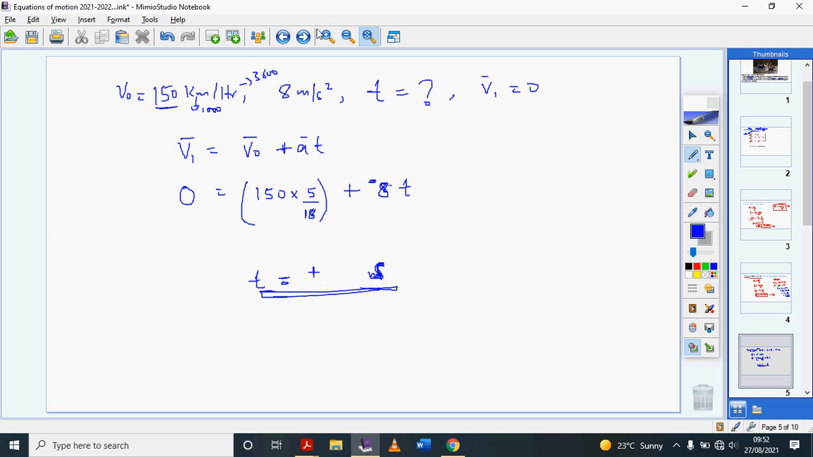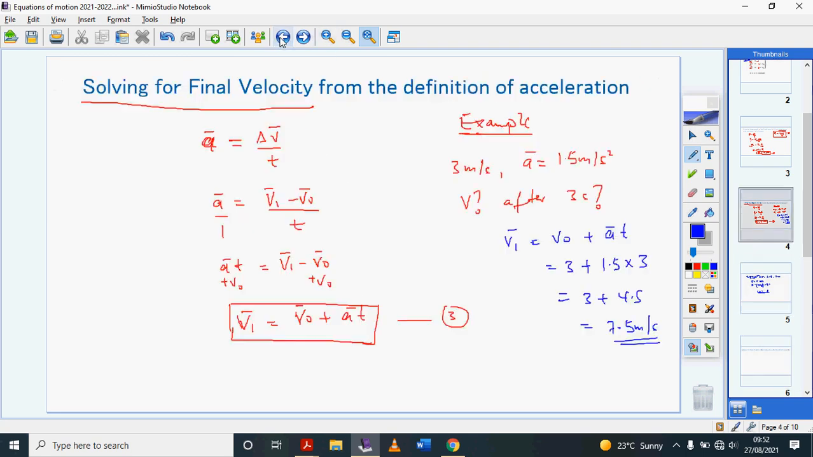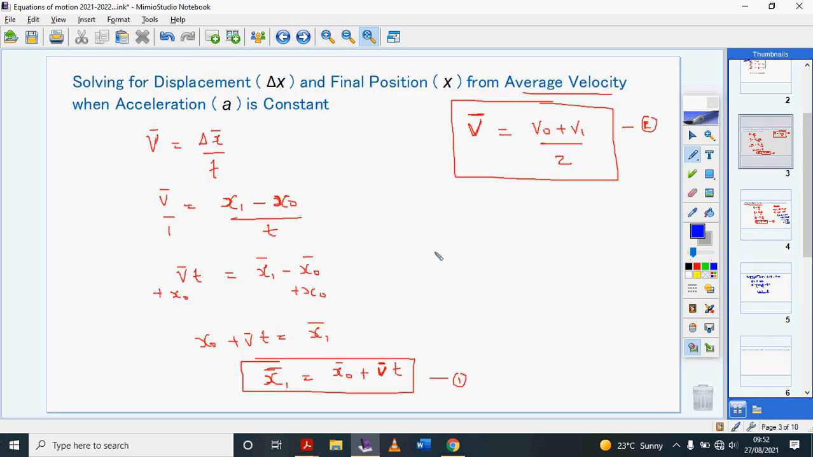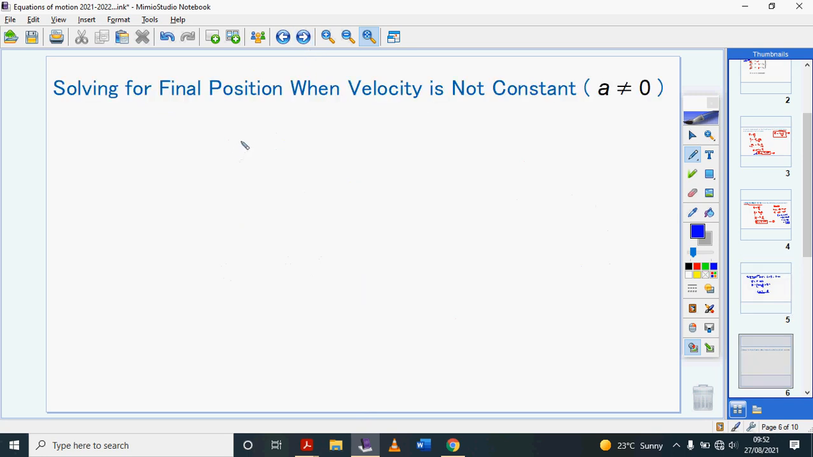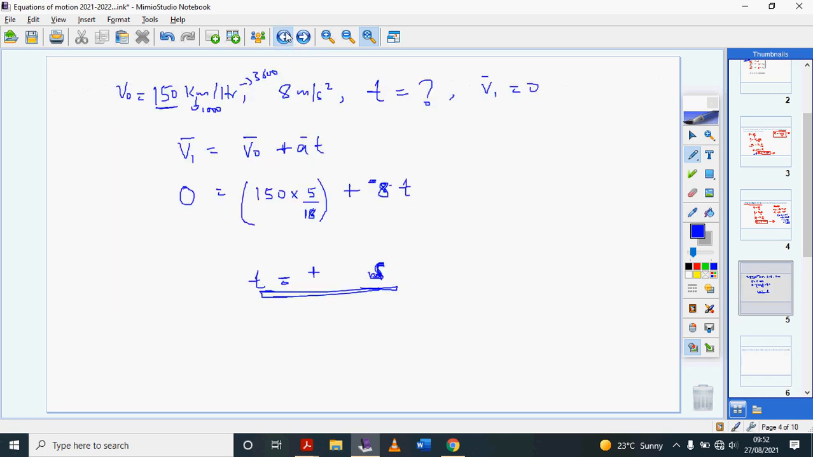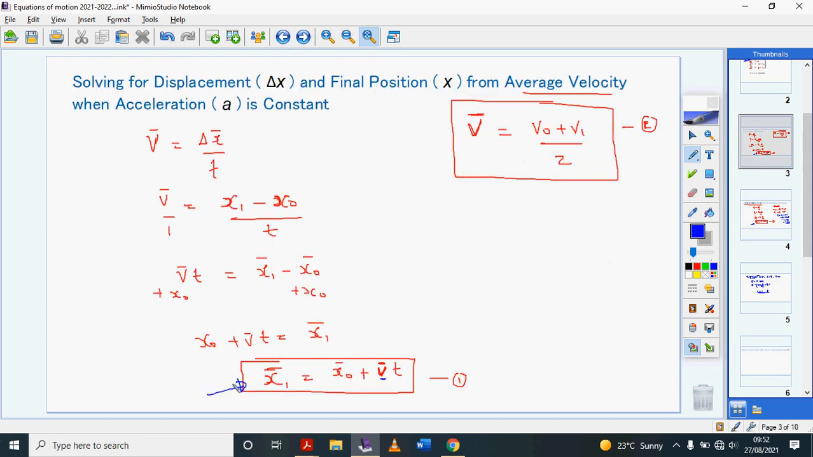Okay. What if I want to solve for final position when the velocity is not constant? How do I solve for final position? Because the very first thing we looked at was how I can solve for the final position, this one here, but we took the assumption that the velocity was constant. But now what if the velocity is not constant? How do I solve for the final position? Here, we're going to do some algebra and combine these two equations. Just combine this equation with this equation to find what we need.